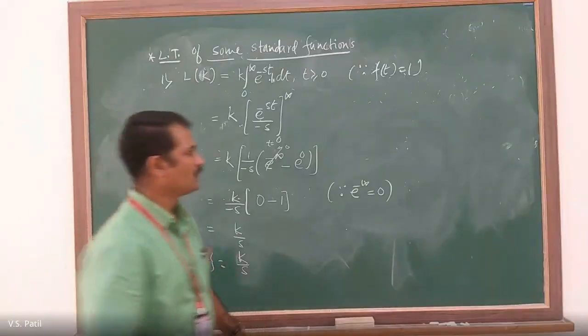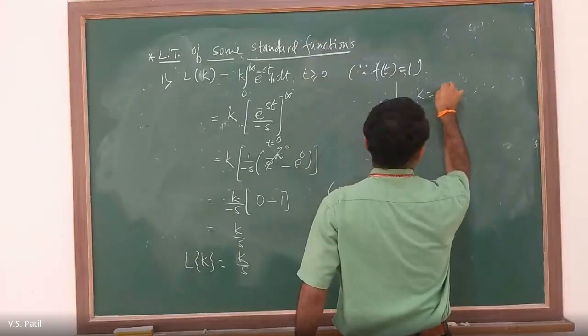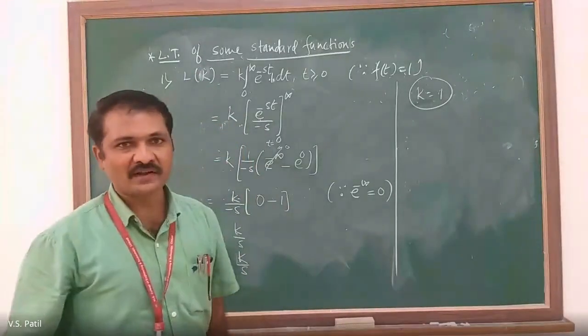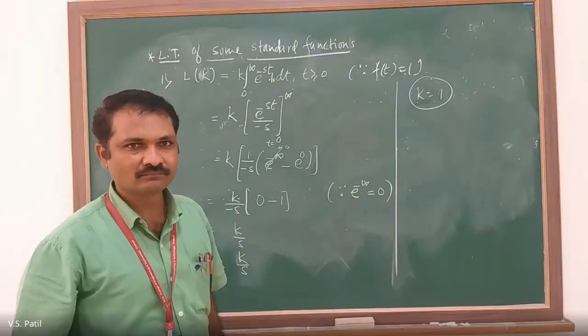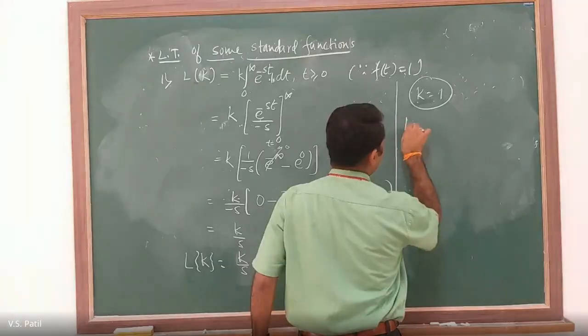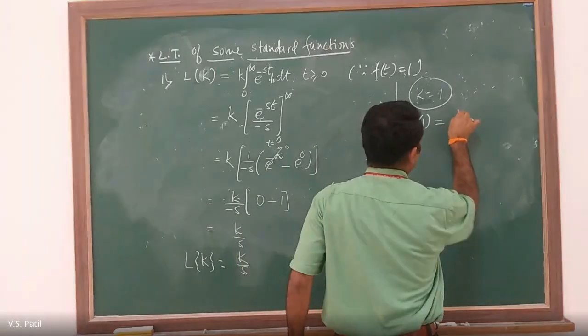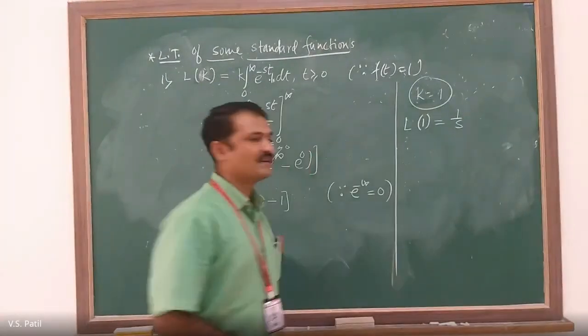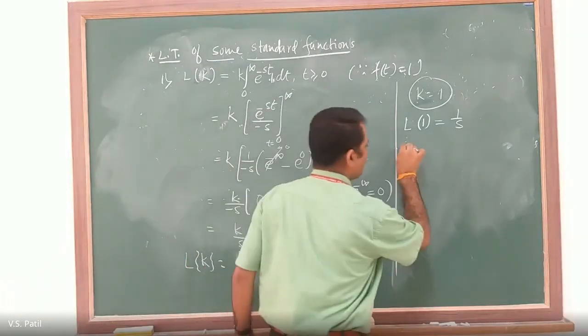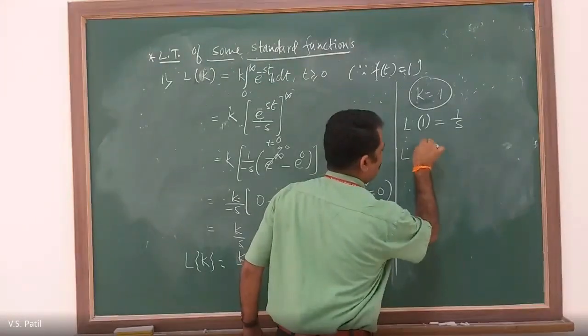Just one second. If you want, you can put it down. Now, if I put k equal to 1 in this result, then what happens? It becomes the Laplace transform of 1, which is 1 by s. So directly you can write: the Laplace transform of 1 is 1 by s. Okay. Now can anybody tell me what is the Laplace transform of minus 2?